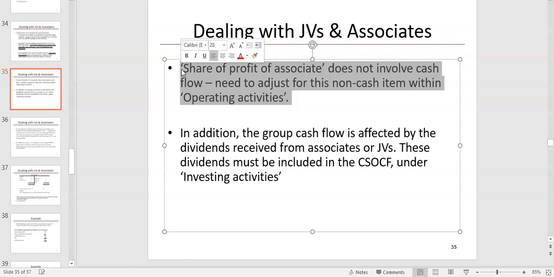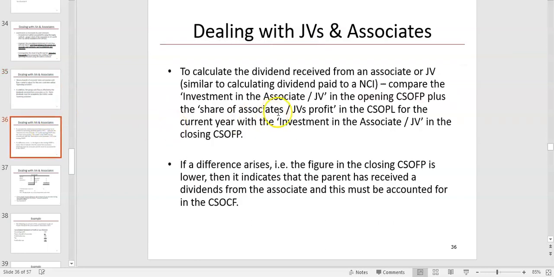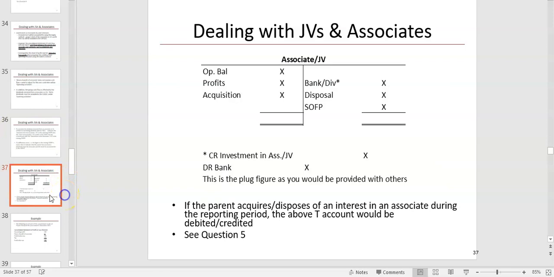The main cash flow impact from the equity method is dividends received, if you get a dividend in from an associate or JV. To calculate that, again, we're solving a puzzle. We'll know the opening balance, and I can show you here in a second. We'll know the closing balance, and we'll know the movements during the year. Very similar approach to dealing with an NCI.